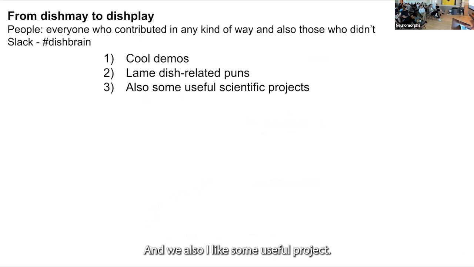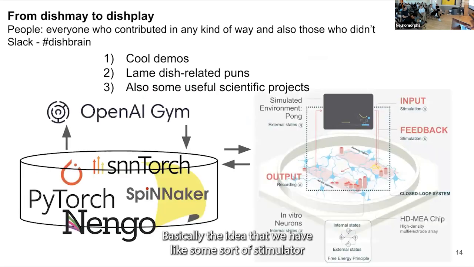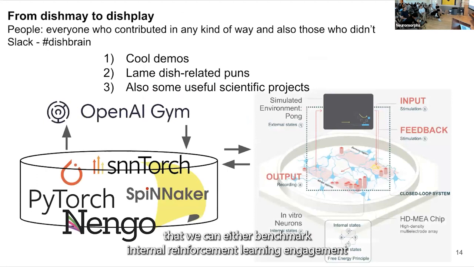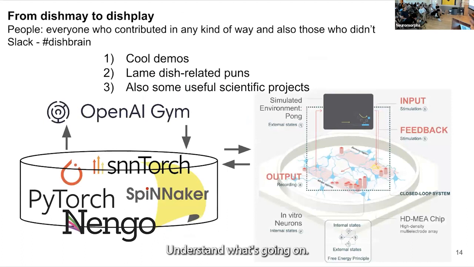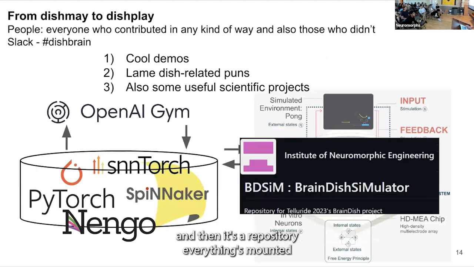And we also had some useful scientific project, basically the idea that we have some sort of dish simulator that we can either benchmark in terms of a reinforcement learning agent versus the dish, or use to deconstruct the dish and then try to understand what's going on. If you want to check it out, we have a nice, very well-named GitHub repository. Everything's commented, and there's a bunch of tutorial notebooks that will walk you through everything.